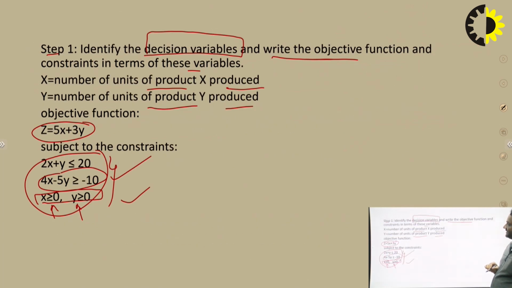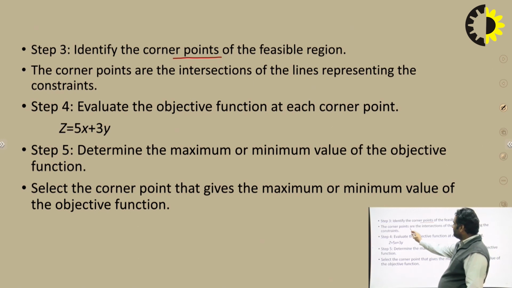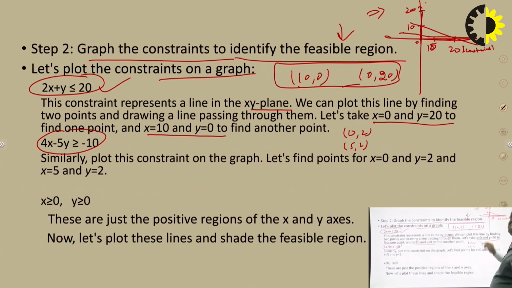Now, what is the next step? Third step. Identify the corner points of the feasible region. How can we get the feasible region? The corner points are the intersections of the lines representing the constraints. So connecting, this is the first intersection point, then this is the second intersection point, then this is the third intersection point. So this is the feasible region.